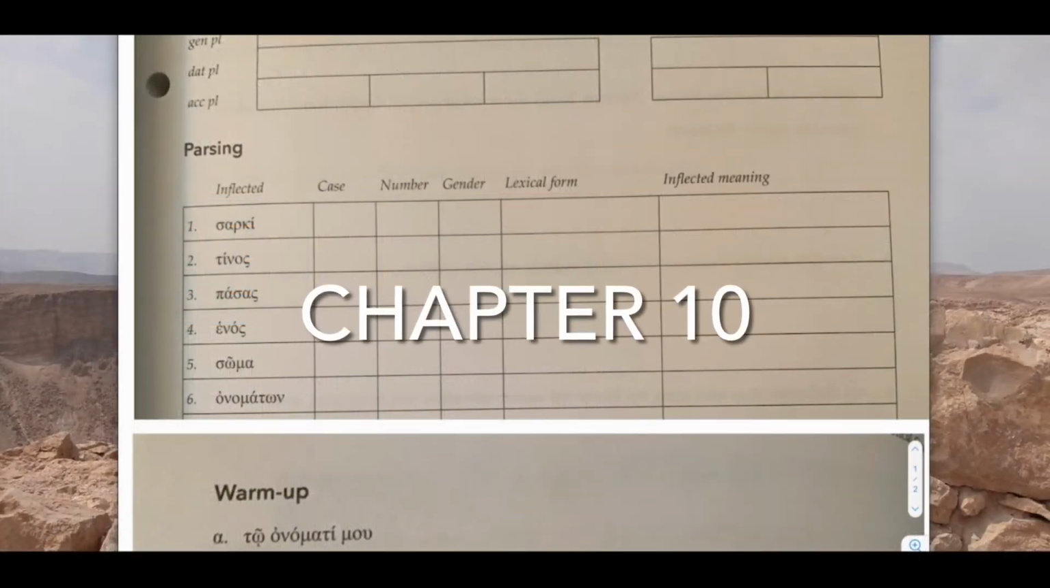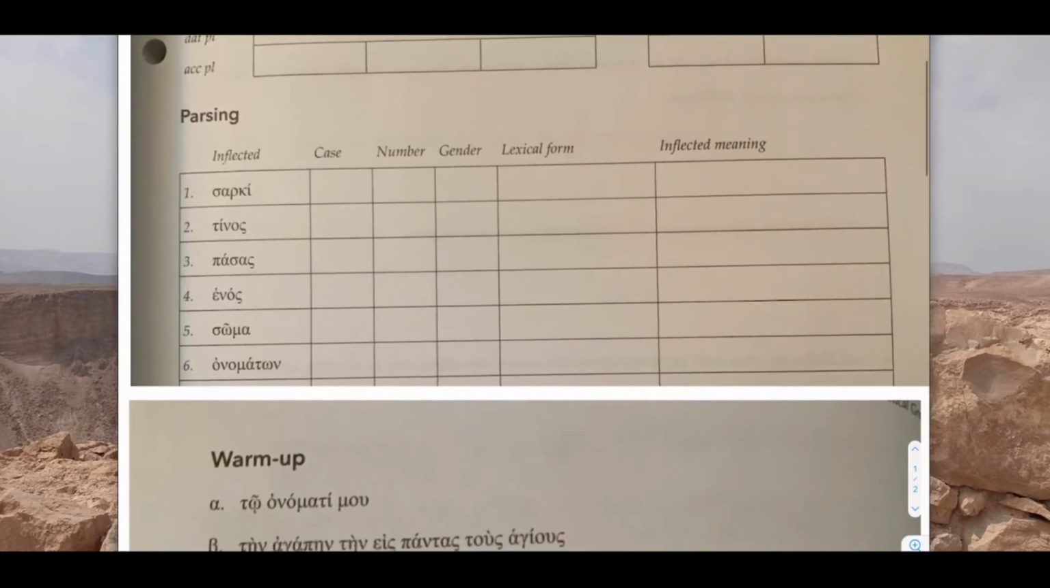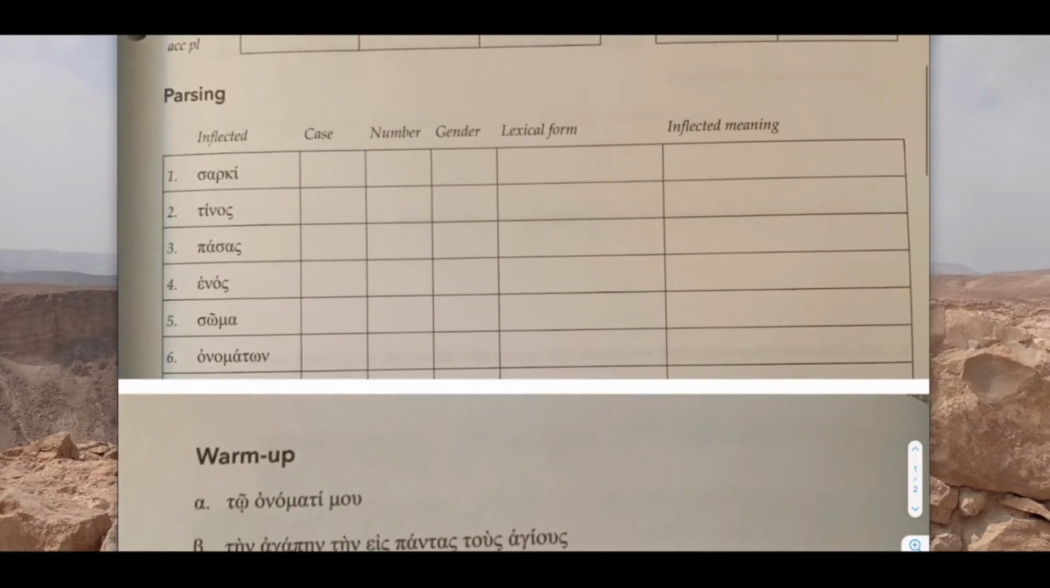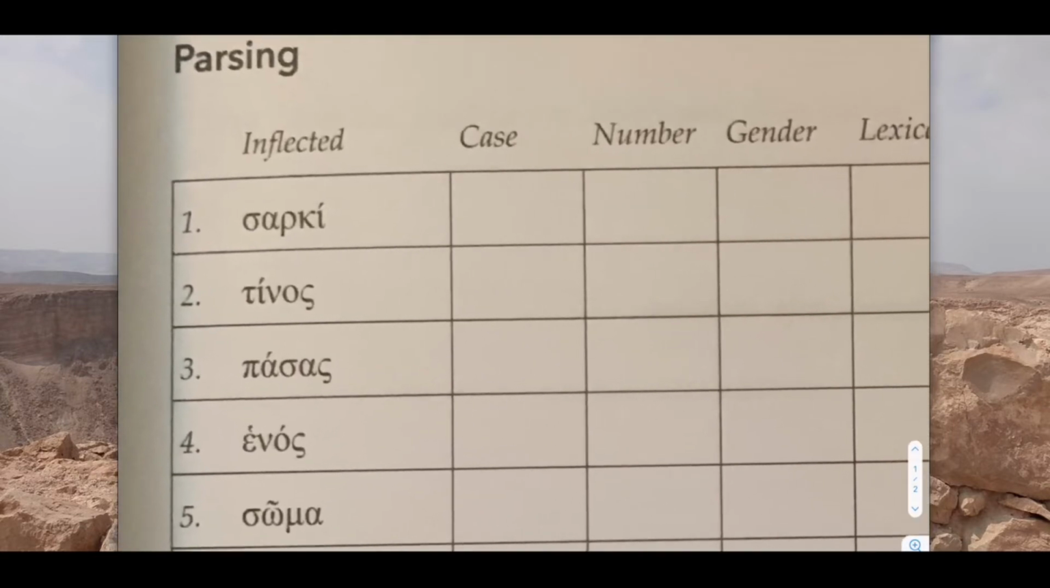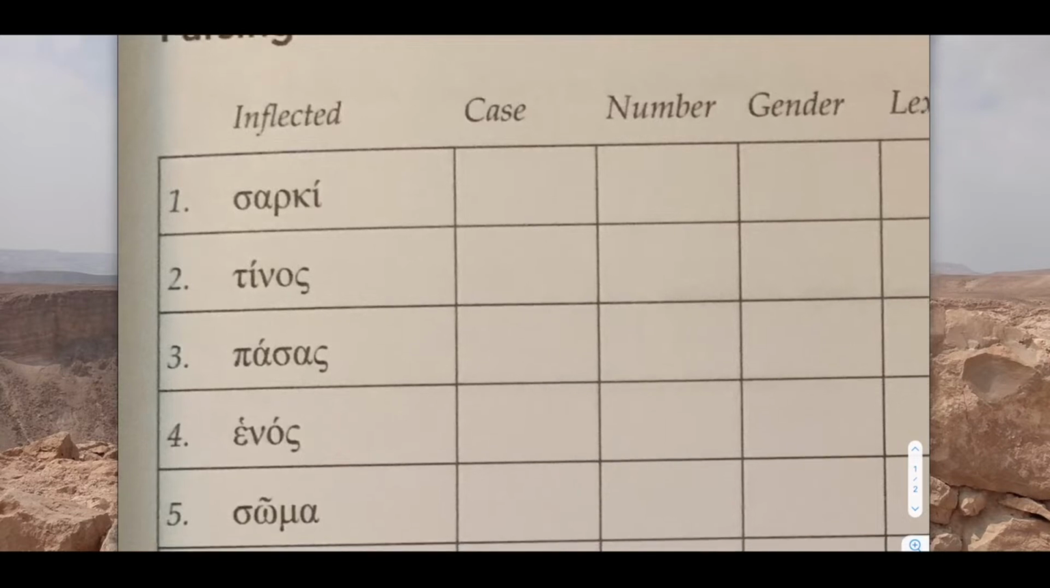Okay, we're going to be doing some homework prep for Mounce Chapter 10. We're in the workbook here for the Chapter 10 homework, and I'm under parsing. So if you want to grab your workbook, and we'll do some of these together. The first one we see here is number 1. I'll zoom in here. Sarki. Dealing with the photograph here, it's not super clear, but you can see Sarki.